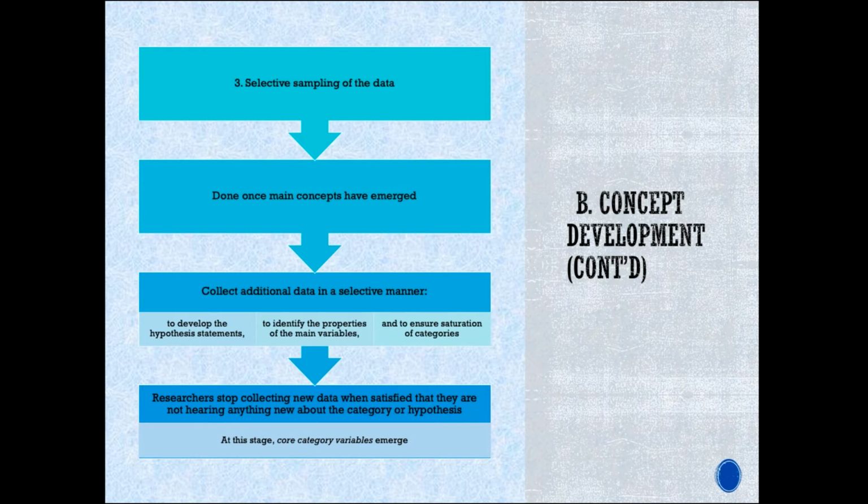Then the third one, selective sampling of data. Here, done once the main concept has emerged. Once you have informant description and literature, and develop categories, now you do that selective sampling of the data. So you collect additional data in a selective manner, for example, to develop the hypothesis statement, to identify the properties of the main variables, and to ensure saturation of categories. That means that no more categories will emerge. That is the saturation. So here, you as a researcher stop collecting new data when satisfied that you are not hearing anything new about the category or hypothesis. At this stage, the core category variables emerge.